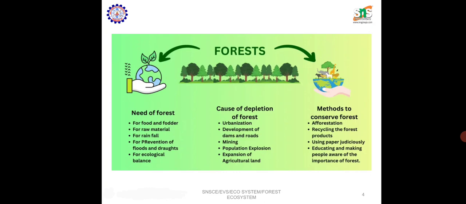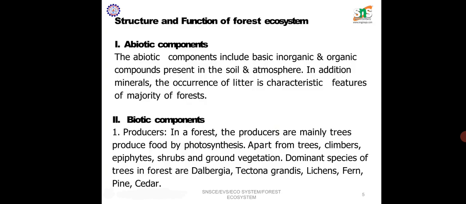So methods to conserve forest: afforestation, recycling the forest products, using paper judiciously, and educating and making people aware of the importance of forest.